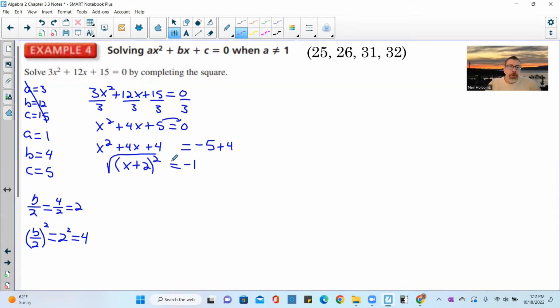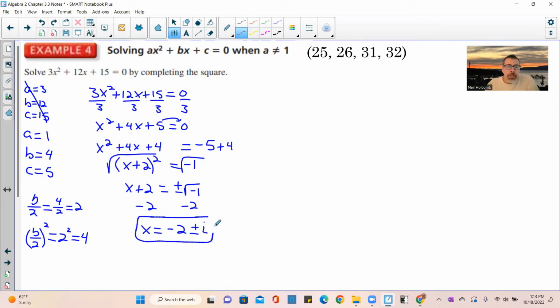Take the square root of both sides, and I'm going to get x plus 2 equals, okay, from the last chapter section, I can't remember if it was 3.2 or 3.1, we dealt with this square root of a negative. It's an imaginary unit. I'm just going to put plus or minus the square root of negative 1 for now. And I need to subtract 2 from both sides. So it's going to be x equals negative 2 plus or minus the square root of negative 1, which is i.